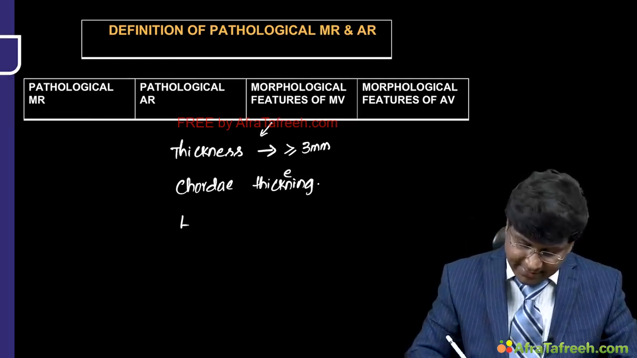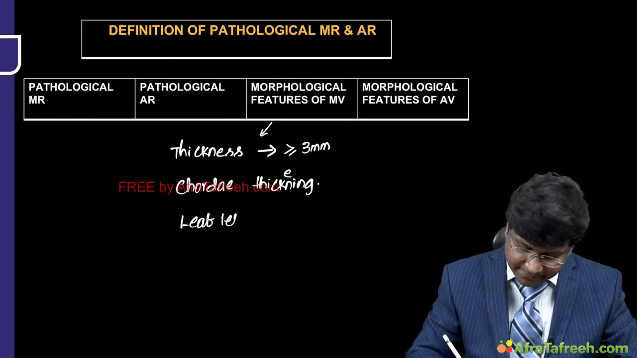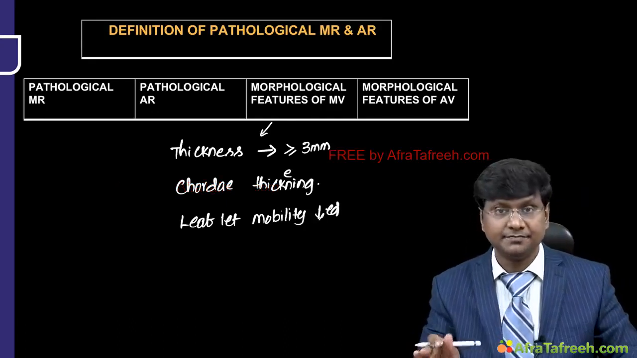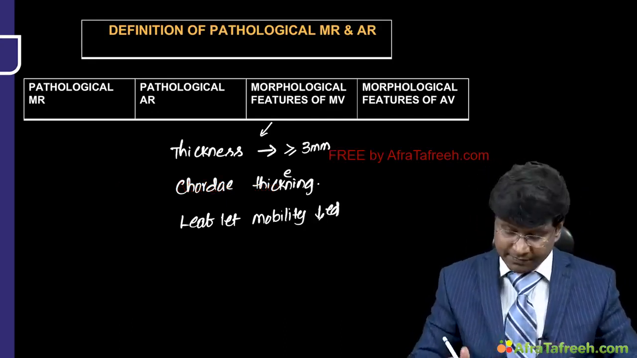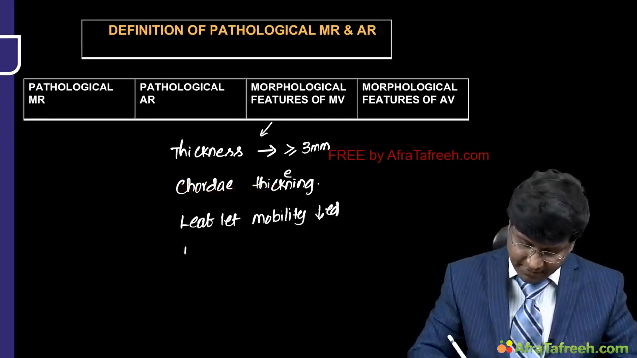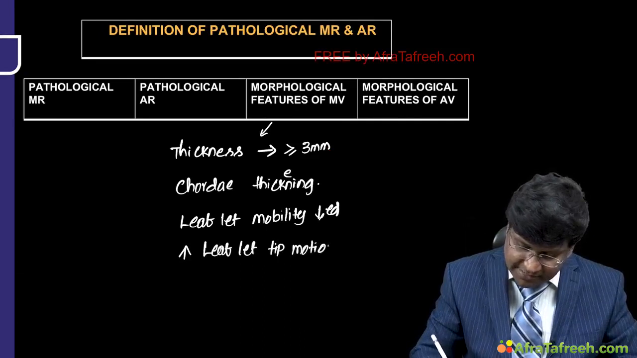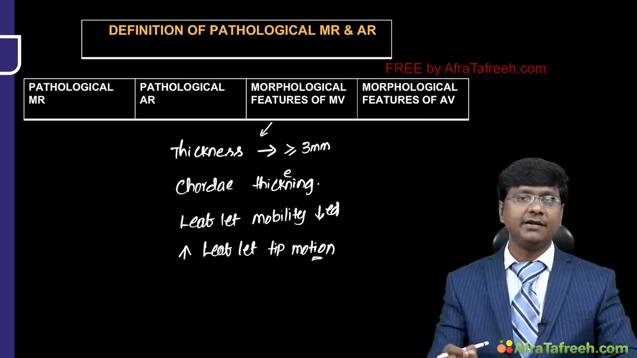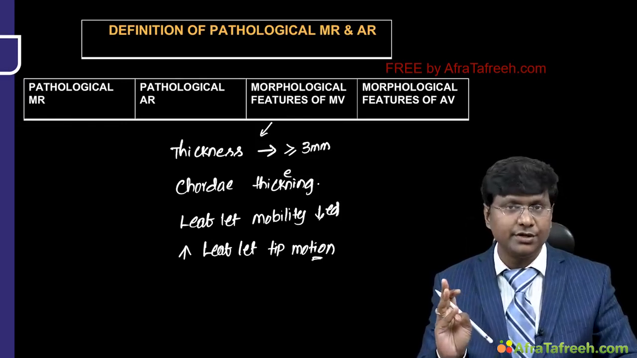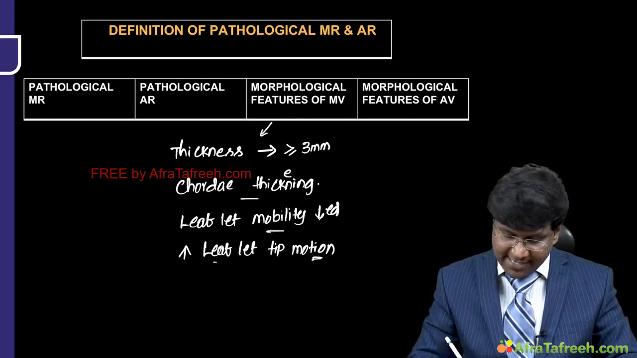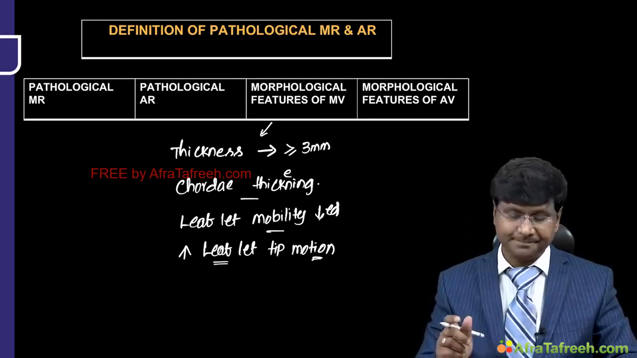And leaflet mobility. Right? Leaflet mobility should be reduced or restricted. And the other point is the leaflet tip. There should be excessive leaflet tip motion. Okay. So this is about the morphological features of the mitral valve in rheumatic heart disease. Thickness should be more than or equal to 3 mm. Chordae should be thick. Leaflet mobility should be reduced and leaflet tip motion increased.